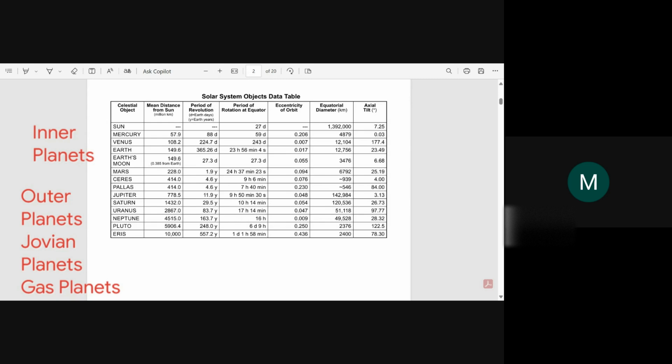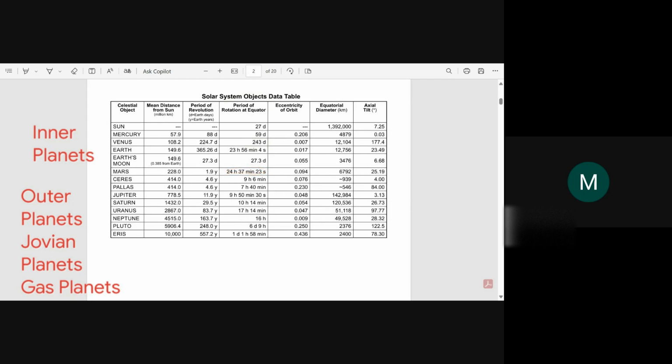Now, the next column is the period of rotation at the equator. How long does it take to make one full rotation on the planet's axis? It also includes the sun, which takes 27 days. Mercury is 59 days. Venus is 243 days. Keep this in mind, it's a long period of time for Venus. Earth is approximately 24 hours, and Mars is just a little more than 24 hours, so it's very similar.